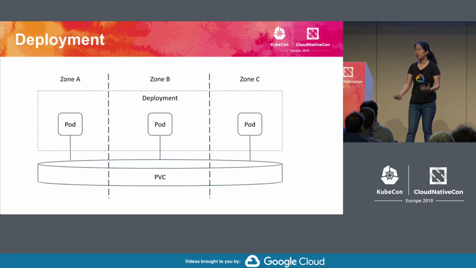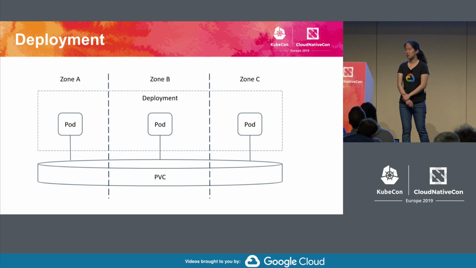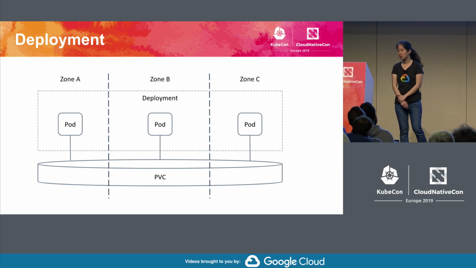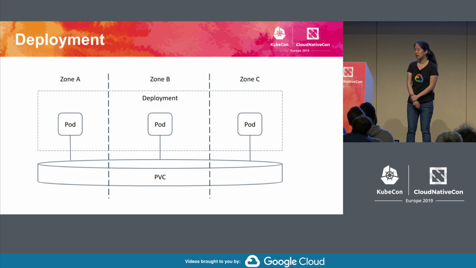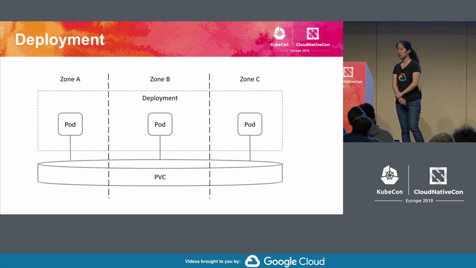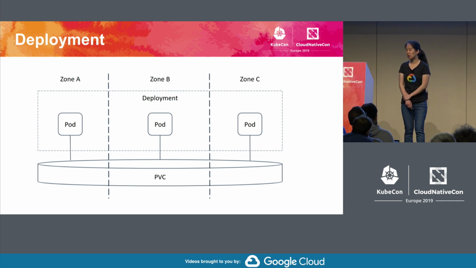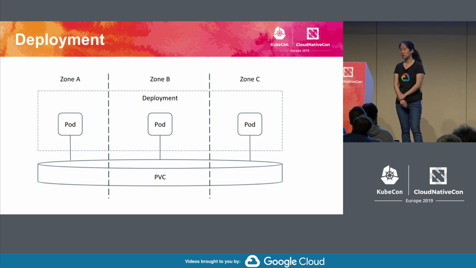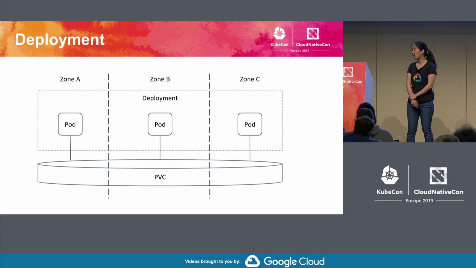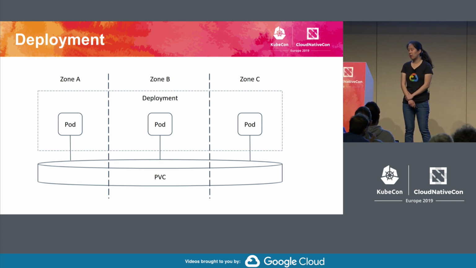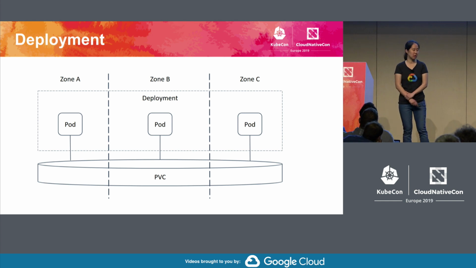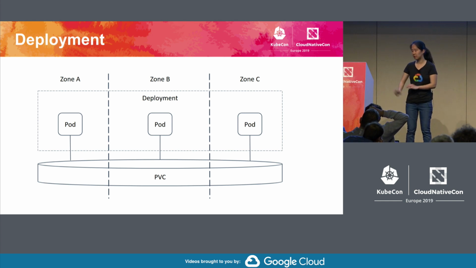And to deploy this model in Kubernetes, the best way to do that is to use a Kubernetes deployment. In a Kubernetes deployment, all of the pod replicas are the same, including what volumes they use. So you can see here in this example, all the pods are spread across different zones, but they're all sharing the same persistent volume claim. And what that means is that this persistent volume claim also has to be accessible across all of those zones.